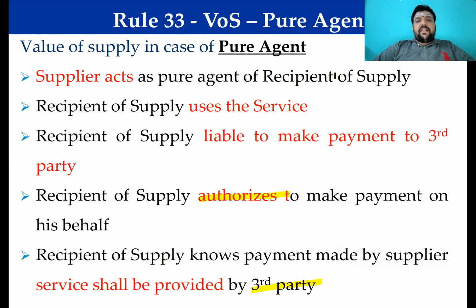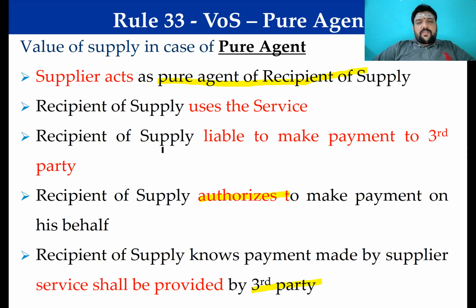Let me repeat. There has to be an agreement where the supplier acts as a pure agent of the recipient of supply. Similarly, the recipient of supply uses the service. The goods or services so procured are used by the recipient.